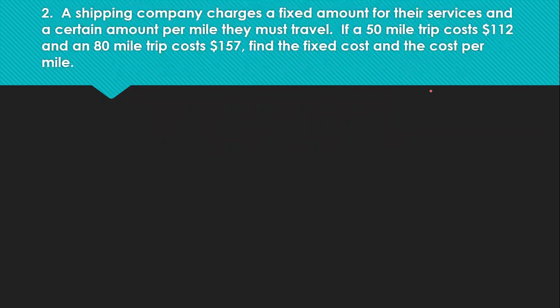All right. A shipping company charges a fixed amount for their services and a certain amount per mile they must travel. If a 50-mile trip costs $112 and an 80-mile trip costs $157, find the fixed cost and the cost per mile. So step 1 is to identify our unknowns. So our unknowns are the fixed and the cost per mile.